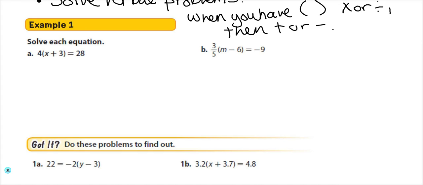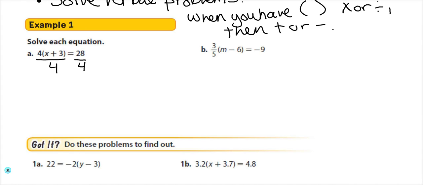All right, let's take a look here. So we're going to solve 4 times the quantity x plus 3 equals 28. All right, so the first step is to either multiply or divide. So look at the parentheses. Sorry, I just had a banana. So we have 4 times x plus 3. So what we're going to do is divide each side by 4.